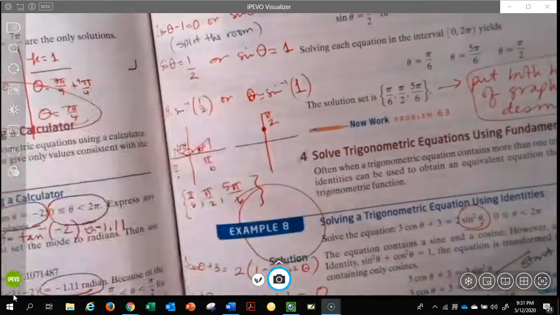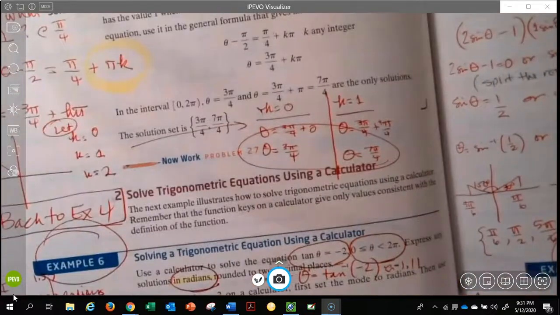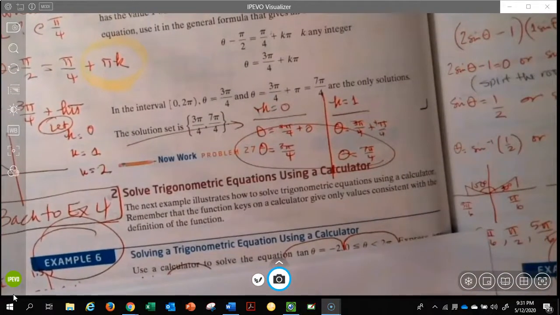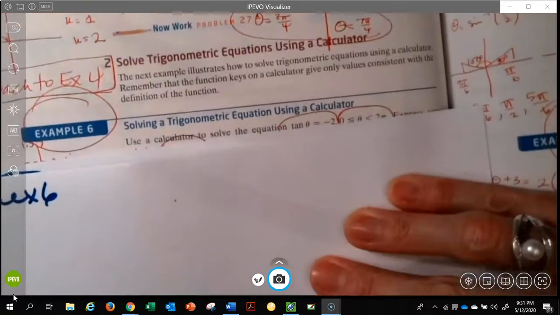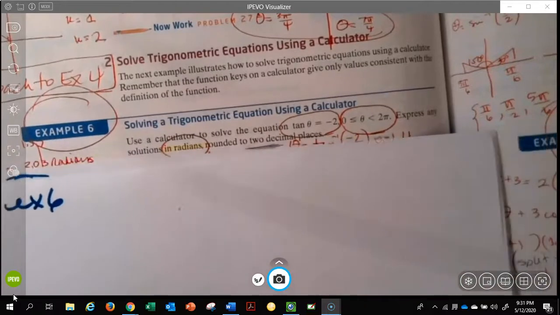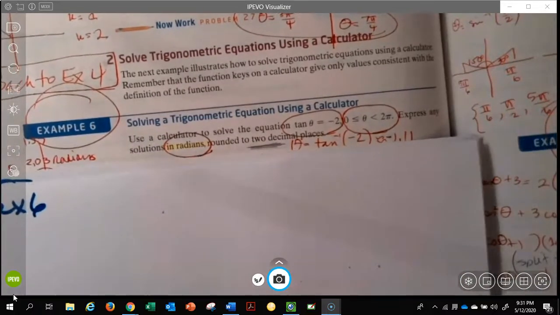And the example I want to do is example 6. As we look here, you can't see me writing, I'm at example 6. I'm on page 472, and it says use a calculator. Everything we've been doing up to here has wanted exact. They didn't say round it, they said give us the answers, and we needed to give them in radians.